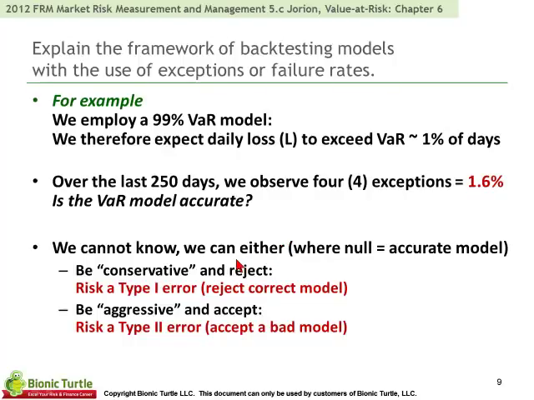Well, we can't know with any certainty. We can decide where we want the error bias to be. We can be conservative and reject this model, or reject the null that the VAR is correct. And notice when we make that decision to reject the null, we do run the risk of a type 1 error, which is to reject a VAR model that is actually correct. Or we can be aggressive and decide to accept the model, but here also we run the risk of the other kind, a type 2 error. We run the risk of accepting the null when the null was false.